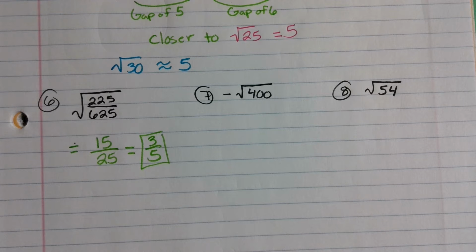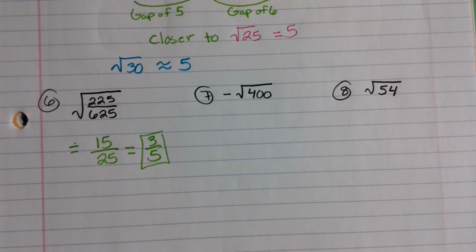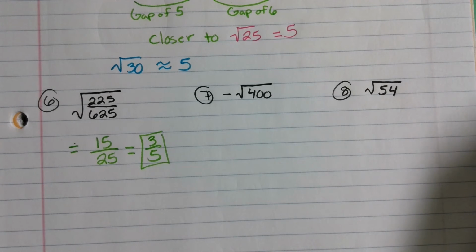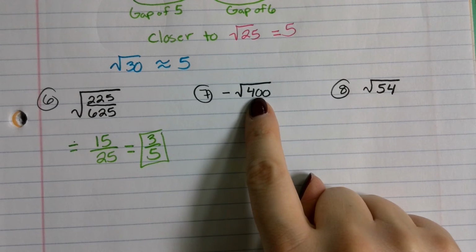Well, you can use your calculator, but if you don't have a calculator, it's just about memorizing. It's the idea that we know 15 times 15 equals 225. Okay, so all a root is, the root is the exact opposite of squaring a number. So when you square a number and then take the square root of that value, you get the number back. So like 3 squared is 9, square root of 9 is 3. Okay? All right, number 7, negative square root of 400.